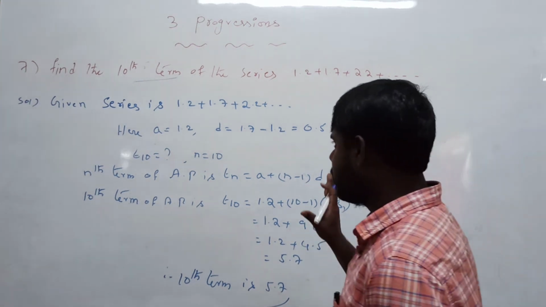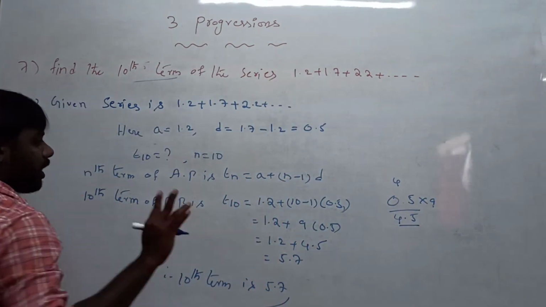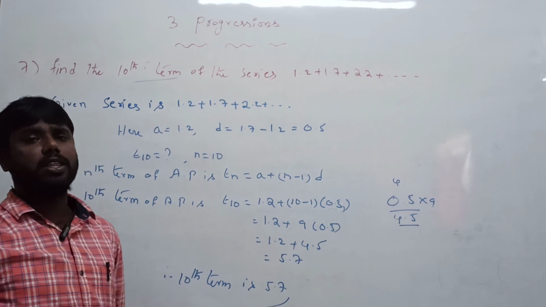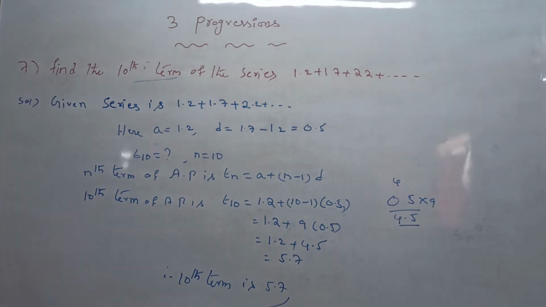Very easy. In this chapter there are two types: one is arithmetic progression, and the other is geometric progression. Today I have explained only arithmetic progression.